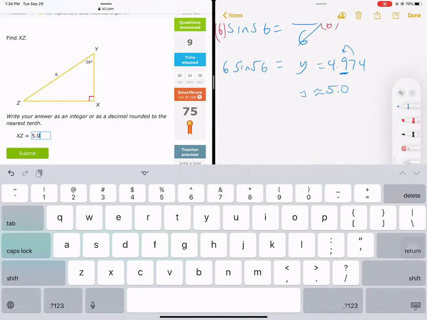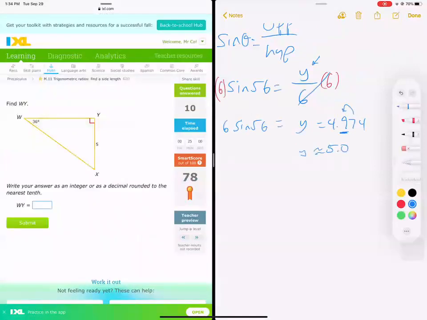Cross my fingers. Whew. Gosh, that was tricky.